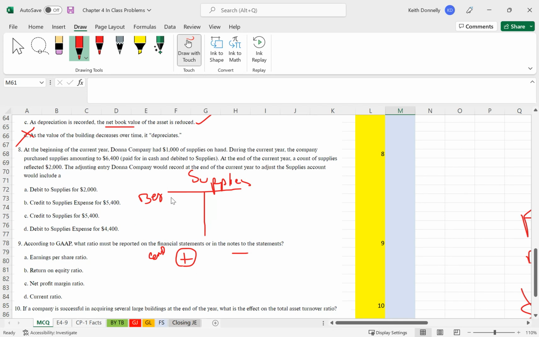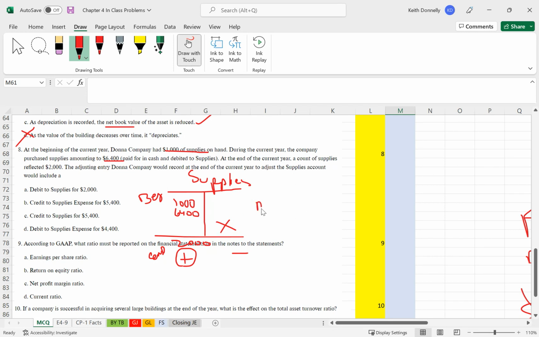In any event, it looks like at the beginning of the year, we had 1,000 in supplies. During the year we bought $6,400. And then at the end of the year, when we went in the storage room, it looks like we had 2,000. What they want to know is how many supplies did we use?